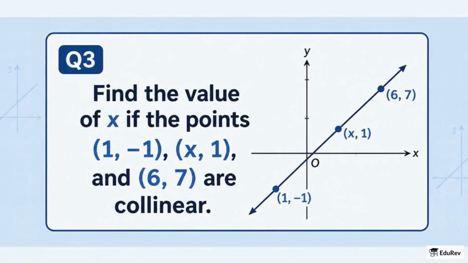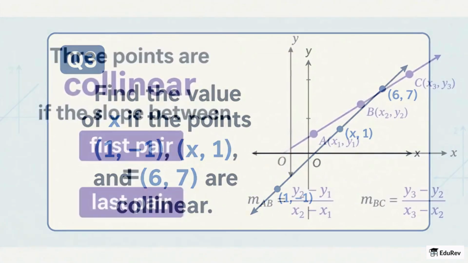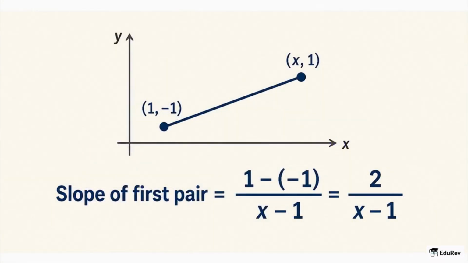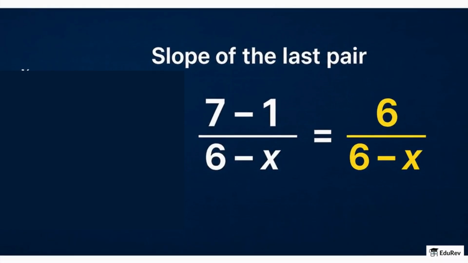Question: find the value of x if the points (1, -1), (x, 1) and (6, 7) are collinear. 3 points are collinear if the slope between the first pair equals the slope between the last pair. So the slope of the first pair equals (1 minus 1) divided by (x minus 1), which is 2 divided by (x minus 1). The slope of the last pair equals (7 minus 1) divided by (6 minus x), which is 6 divided by (6 minus x).